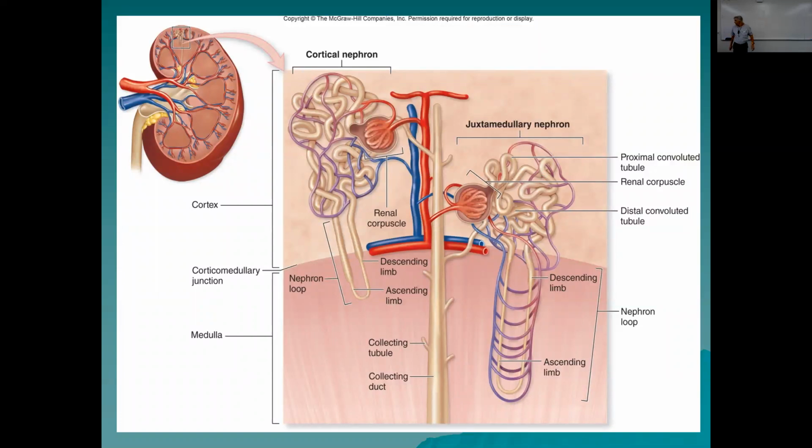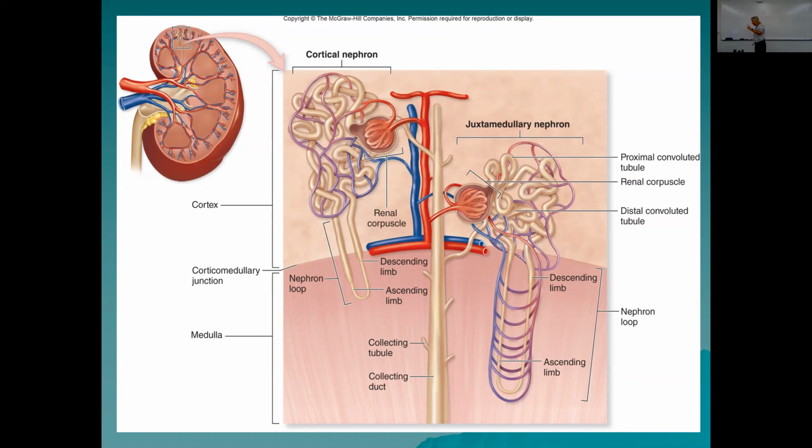Here's a difference between a cortical nephron and a juxtamedullary nephron. On the left is the cortical, on the right is the juxtamedullary, and this has a loop of Henle, a descending loop. I mean a nephron loop that goes deep within the medulla. And we're going to see that these nephrons are the ones that are mostly responsible for water conservation and getting rid of excess water and conserving water.